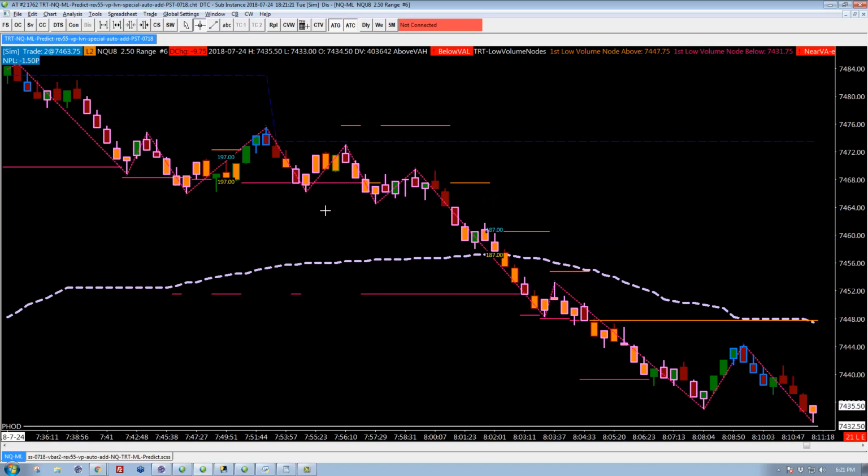So we talked about this in the room as well. There's clearly an adjustment that needs to be made that says, look, I want to do something at a low volume node, but I can't be too close to the point of control. So I need to do something there. There's an algorithmic change that needs to occur.